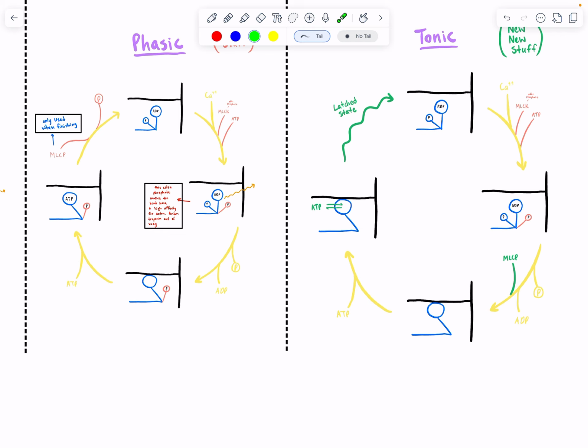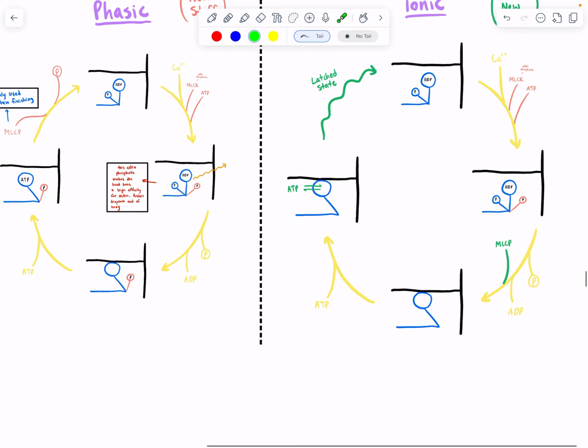It pushes the tropomyosin out of the way and allows this head to combine. So after phosphate and ADP get kicked off, it'll bind. The removal of those two things makes it bind. But then this MLCP takes that phosphate off, and what that does is it basically paves the way to this latch state.